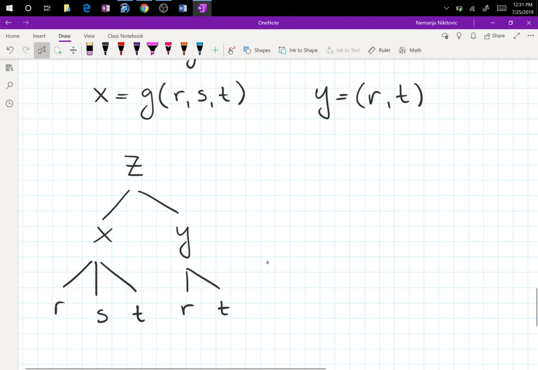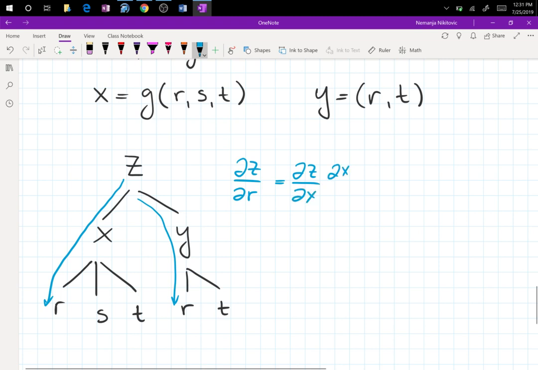So we can find, let's say in blue, partial z, partial r. That's going to connect z's to r's in our tree, and we see there are 2 paths, which means there will be 2 terms in our addition. So we go and we say partial z, partial x, partial x, partial r. And there is one more path, which is partial z, partial y, to make a stop, and then partial y into partial r.